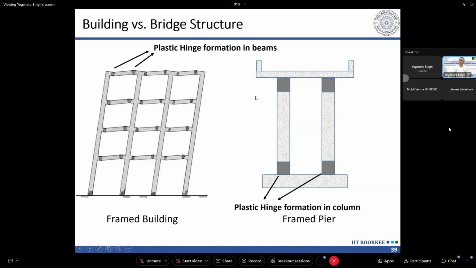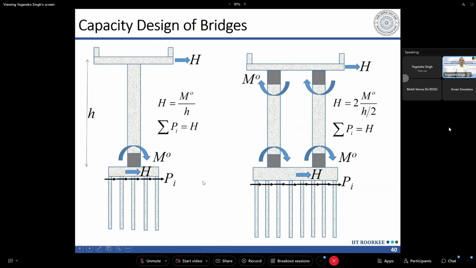So what we have to understand is that the piers are the ductile members. So that's why all other members, whether it is bearing, foundation, or superstructure, have to be stronger than the piers. So first we have to fix the size and reinforcement of the piers after our analysis, and then we should ensure that all other components are stronger than that.